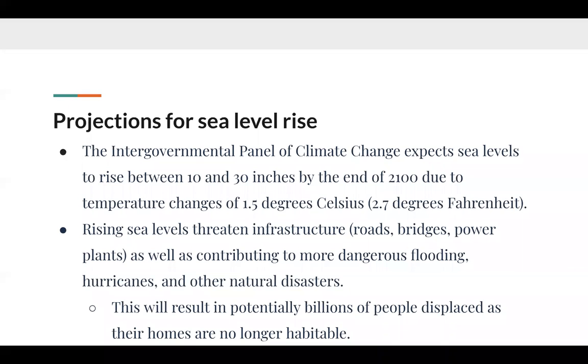A recent example of this included the South Asia floods, which forced 12 million people to flee from their homes. And this will continue if sea levels continue to rise, with possibly millions of people being displaced as their homes are no longer habitable.